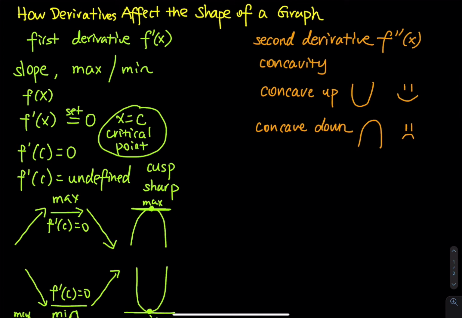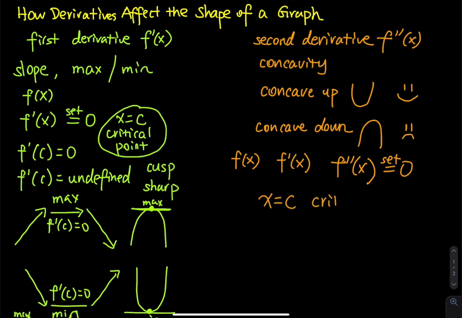How do you get to the second derivative? First, the problem will give you f of x. Then you have to do f prime of x, which helps you find the first derivative and the slope. But we are not talking about slope at this point. We are talking about f double prime of x. This is what you have to find, and then we need the critical point as well. So you set this equal to 0 and solve for x. So x equals c is also called a critical point.